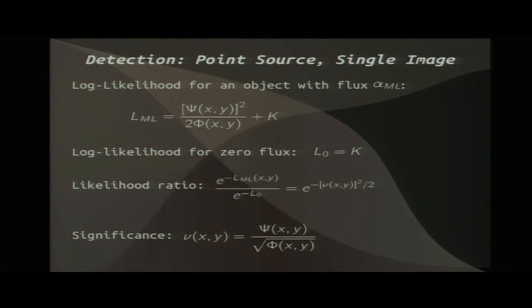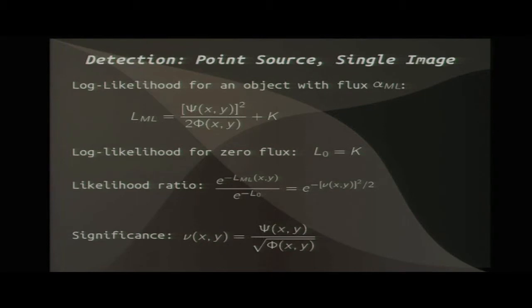Okay, so we've got this maximum likelihood. I forgot the k before, but there is a k there. The log likelihood for zero flux is just k, because the alpha terms are zero. And we can form a likelihood ratio for the chance that there is an object here with the maximum likelihood flux, and there is nothing here. And that likelihood ratio is this. Now, this, of course, looks like a Gaussian. And so this is our significance. It's just the square root of this thing.